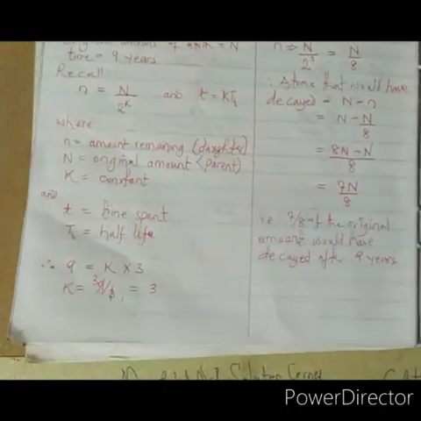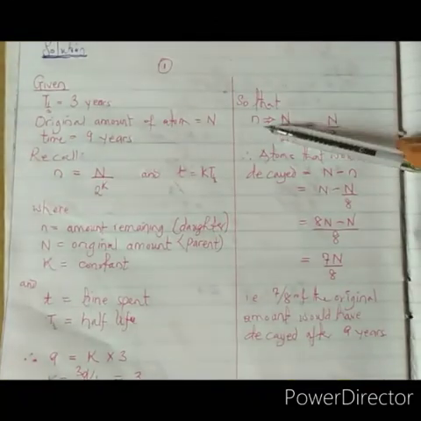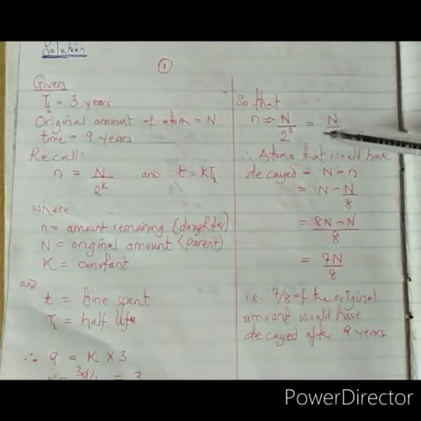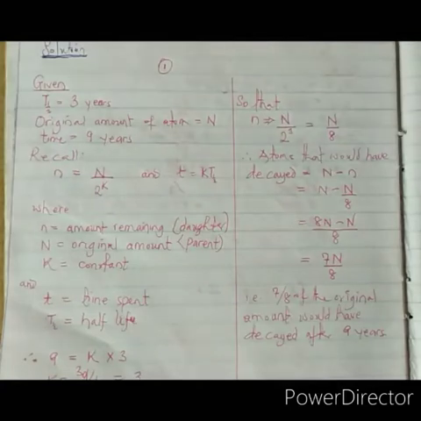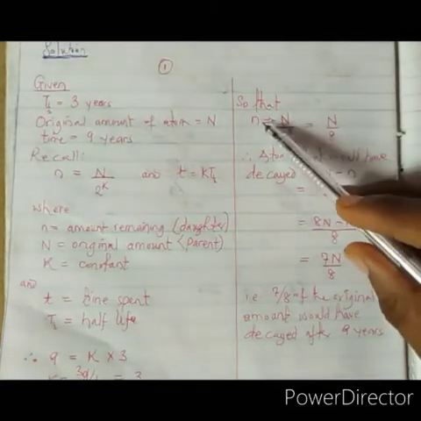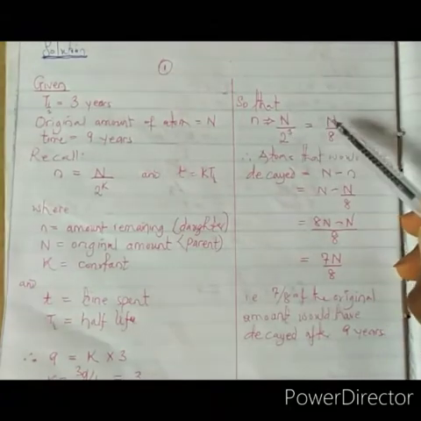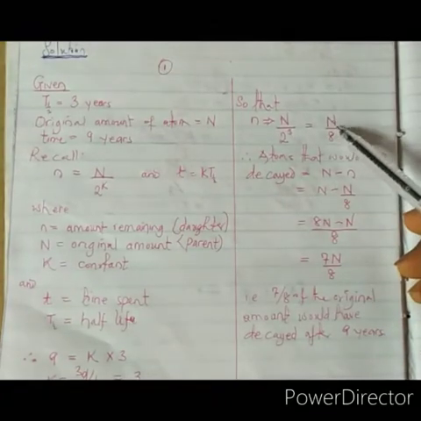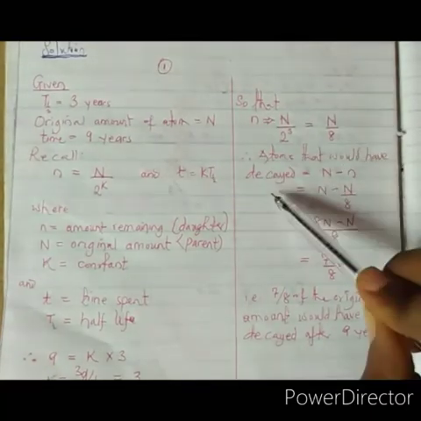So since we have gotten k to be 3, what do we do now? We have to get the amount remaining, which is n. That's not the amount that has decayed, that's the amount remaining. So the amount remaining is the parent original amount over 2 raised to k, which is 3, and that means n will be N over 2 raised to 3, which is N over 8.